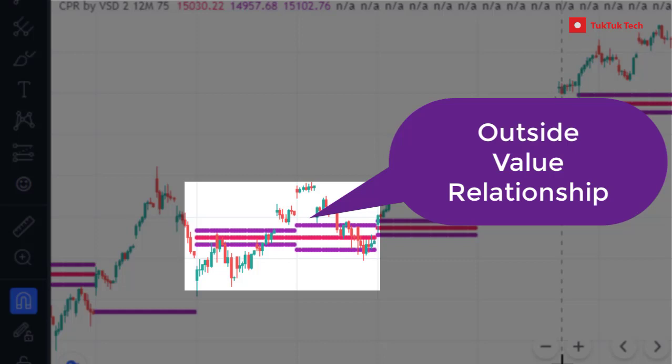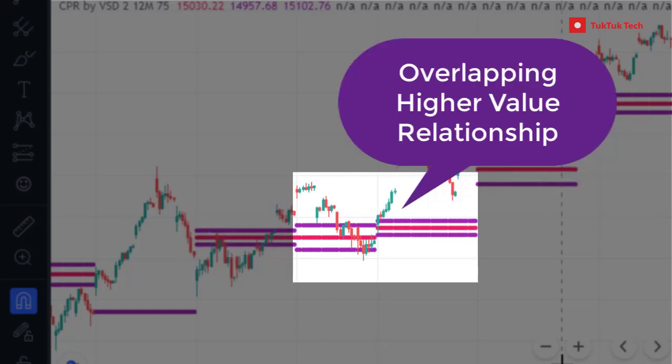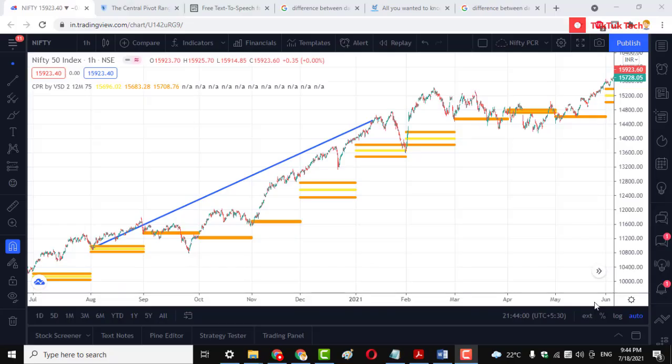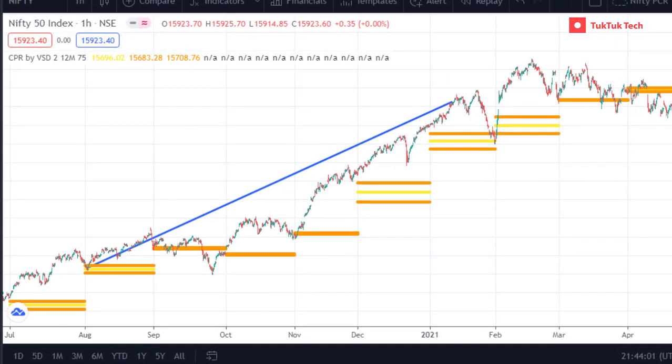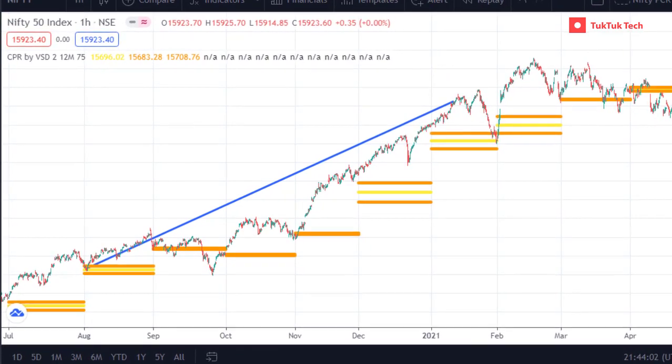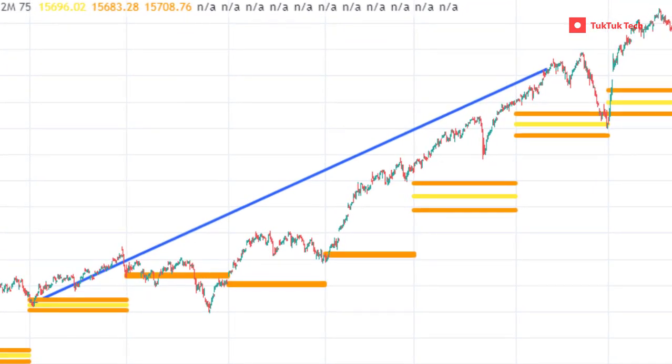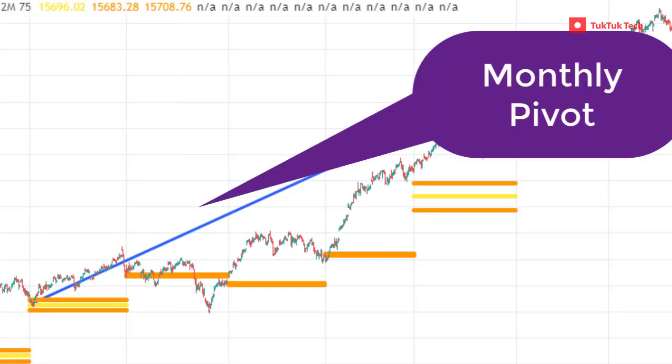Two-day relationships, such as outside value, overlapping higher value, lower value, higher value, etc., also work well in higher time frame pivots. Therefore, instead of capturing multiple intraday moves in a day, you could capture just one or two moves for a month or year.